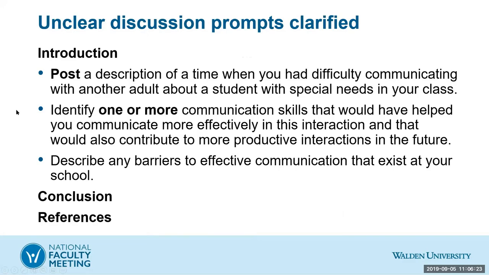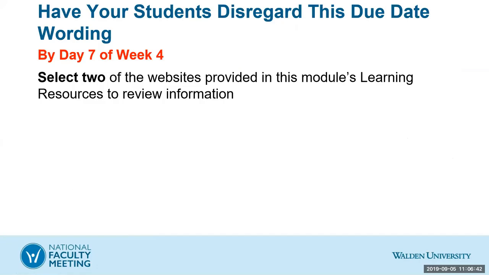That's the first prompt. The second prompt that I pulled out of that item is identify one or more communication skills that would have helped. The third prompt that I pulled out of there: describe any barriers to effective communication that exist at your school, the conclusion, and the references.